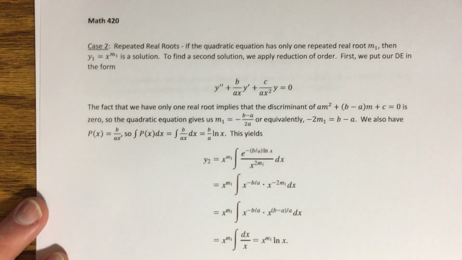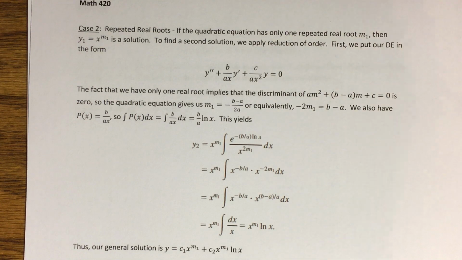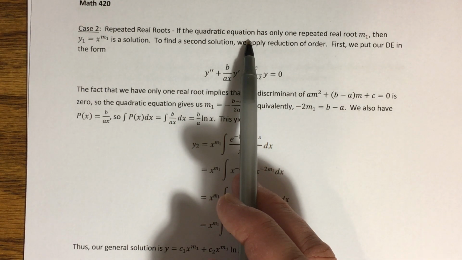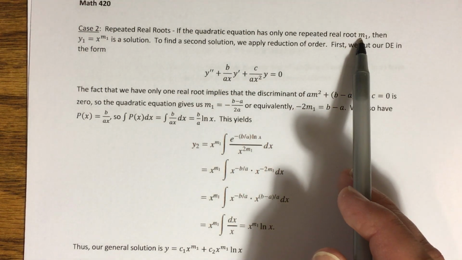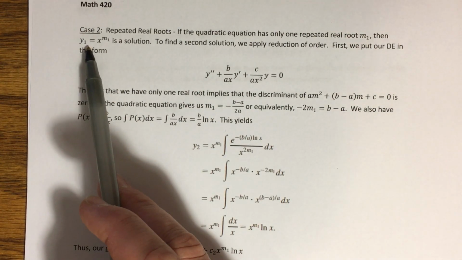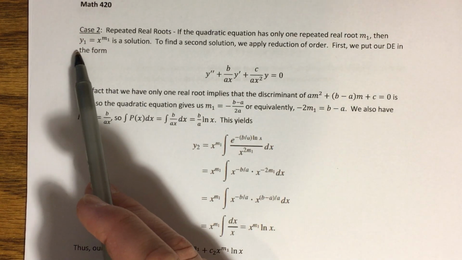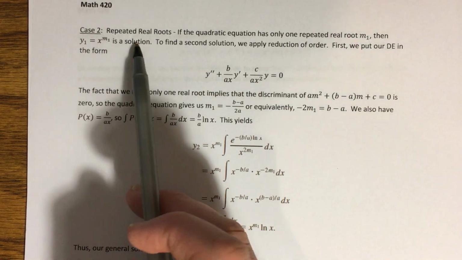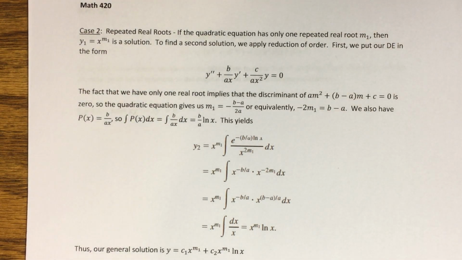Okay, let's take a look at case 2. In case 2, we have repeated real roots. I should probably just say repeated real root, singular, because we're only going to get one real number out of this. So what we're going to do here, we look at our quadratic equation, and our solution in this case I'm going to say is m1. It's a repeated real root, which leads me to the following solution to our DE, y1 equals x to the m1. Okay, but remember, we need 2 solutions, and we need them to form a linearly independent set.